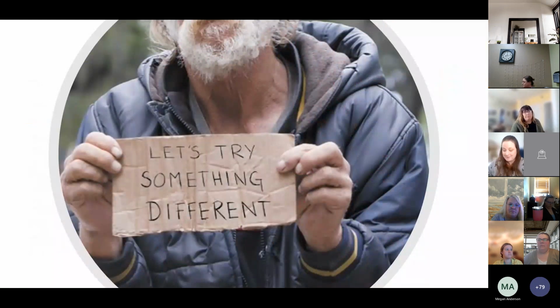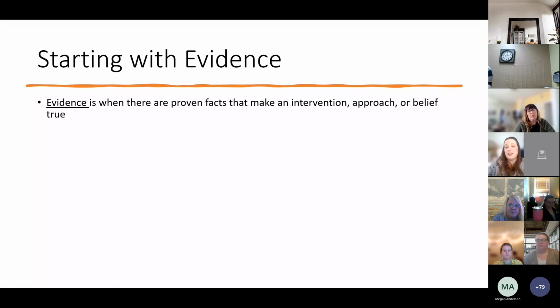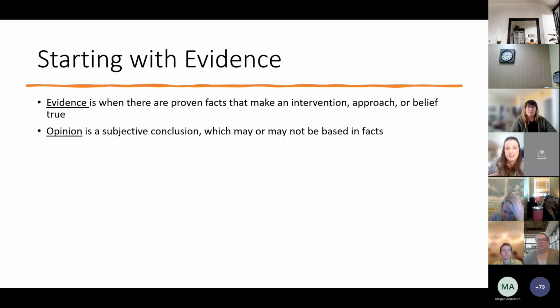So try something different. So really trying, as a system, how can we start with evidence? Because what we have from the past, and this is still very prevalent in a lot of our approach to homelessness today, is: how do we treat homelessness? How do we fix homelessness? Well, how about we start by looking at evidence? And when we're talking about evidence, we're talking about proven facts that have made an intervention approach or belief true. Opinion is our subjective conclusion.